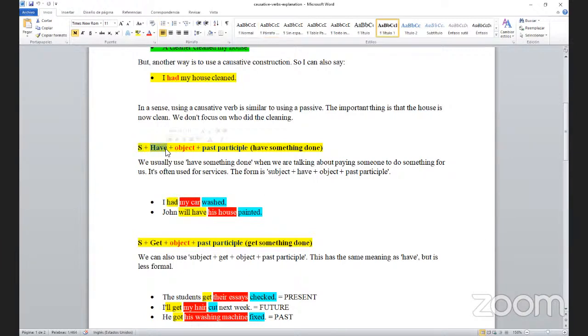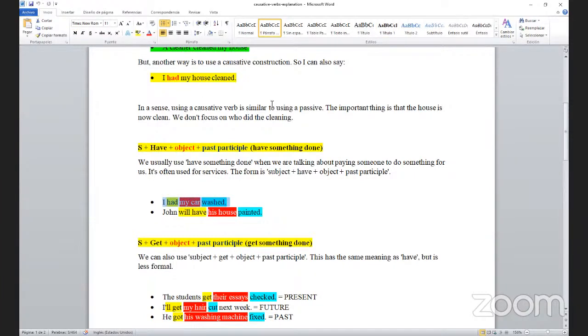This auxiliary I could use in simple past. I had, okay, have. In past, the object, what? My car. And what is the action for this noun, for this object? Washed. Yo tuve mi auto lavado.